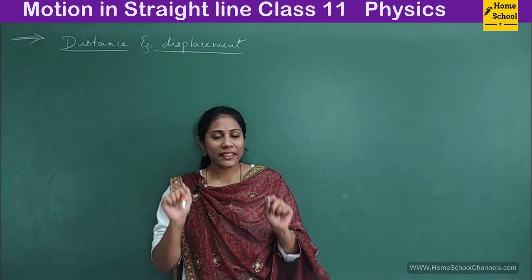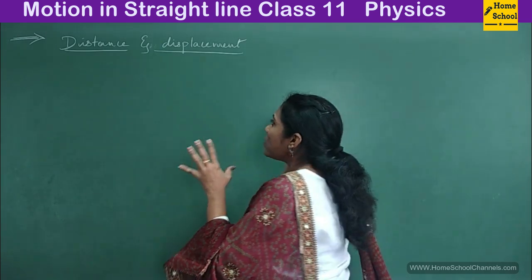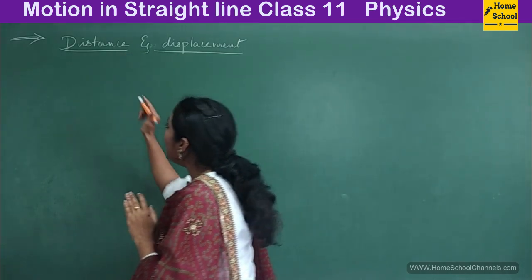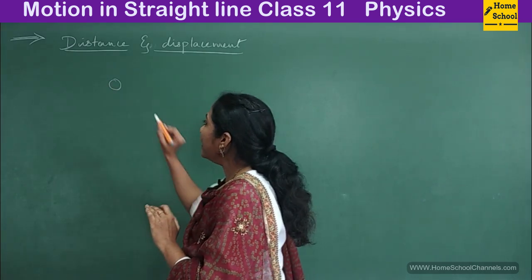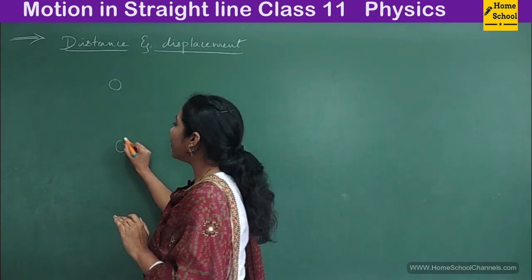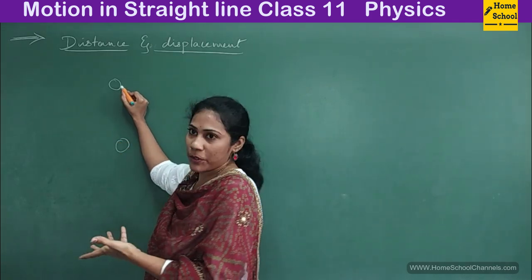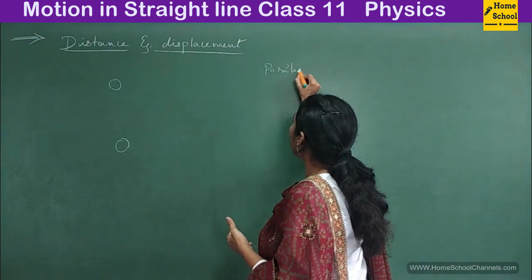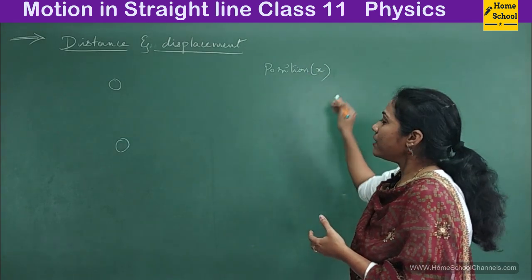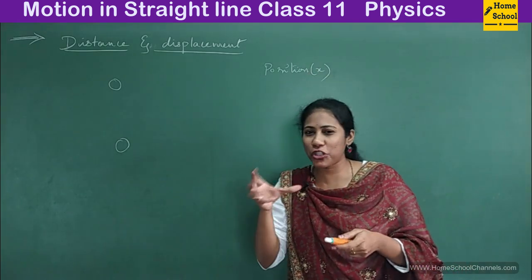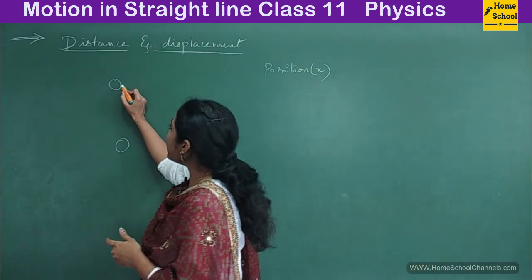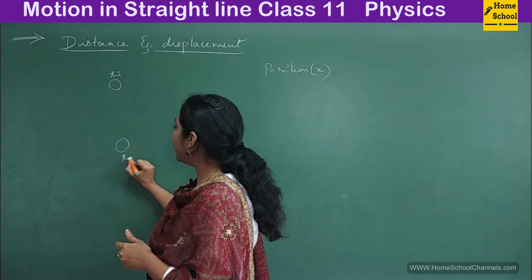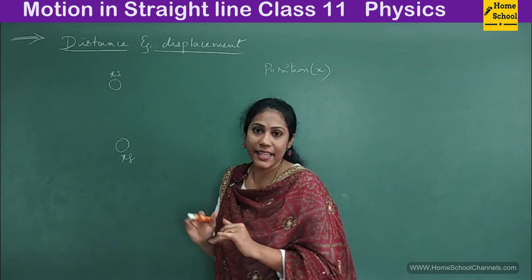Now understand very clearly that there is a lot of difference between distance and displacement. For example, you have a ball here, and it moves from here to here. This is the initial position of the ball. Usually position is denoted with the letter X, so whenever I write X, it means position. Let me write the initial position as Xi, and this is the final position of the ball, which I consider as Xf.